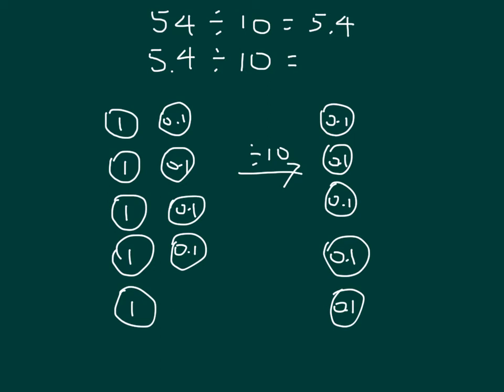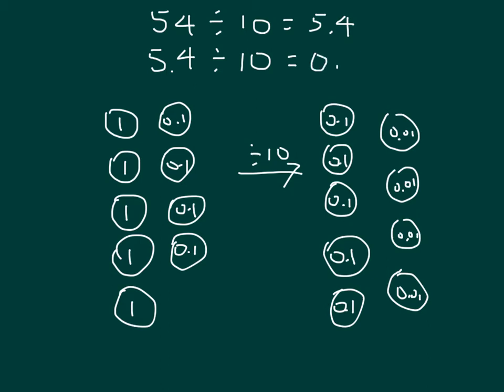And I'll go ahead and write that in. So as you see, our answer is we've got 5/10 put together with 4/100ths. So our answer is 0.54.